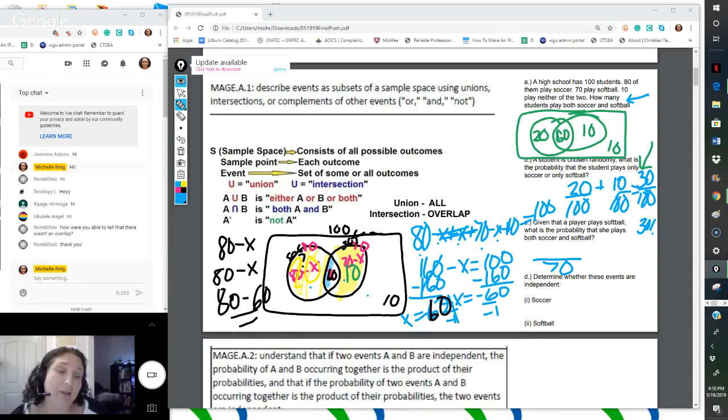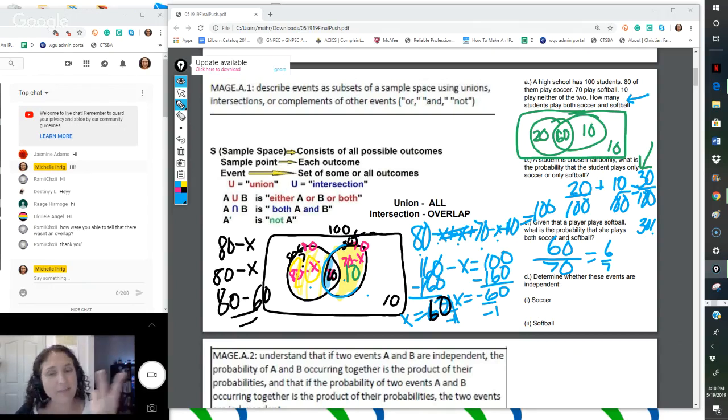What's the probability she plays both? So we know that there's 60 people who play both soccer and softball. And then you would get your answer that way. So it'd be 6/7, and I'm not going to use my thing to figure that out. Determine whether these events are independent.